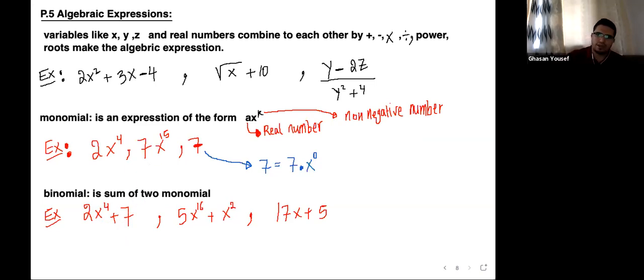Now the trinomial, the same idea, is the sum of three monomials. So I can say the trinomial is a sum of three. The sum of three monomials is called a trinomial. The sum of two monomials is called a binomial. And the monomial is of the form ax to the power k. Trinomial, for example, here.